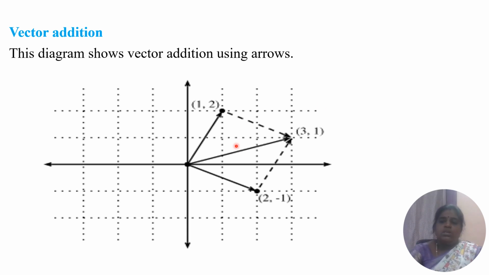This diagram shows vector addition using arrows. A vector represents movement in a certain direction. To add two vectors, start at the origin and follow the first vector's direction. Then from the end point, follow the second vector's direction. The final position after both steps gives the sum of the two vectors, 3, 1. The dashed lines help show the path step by step.